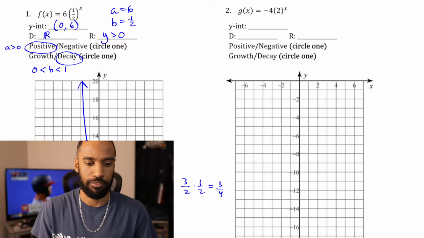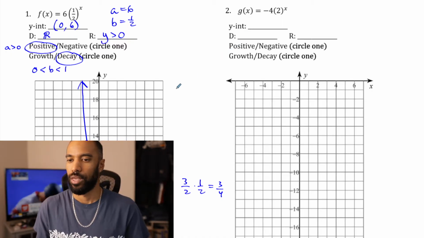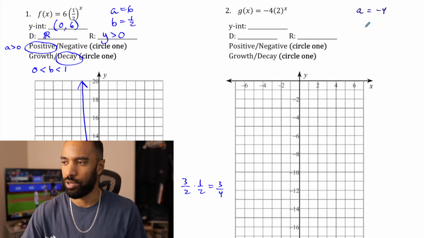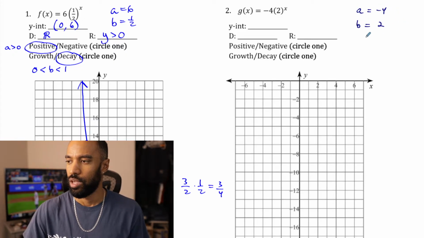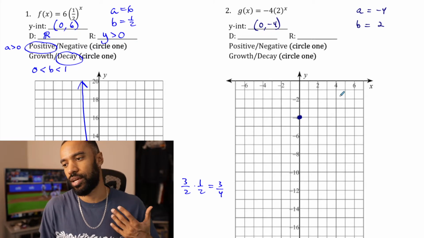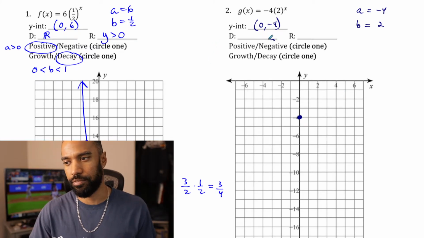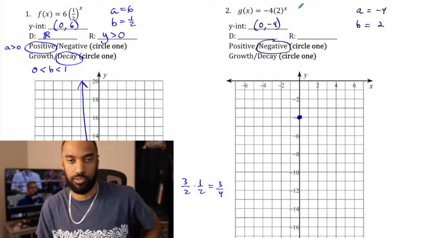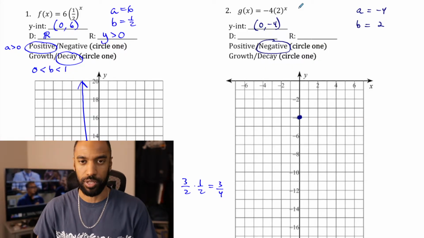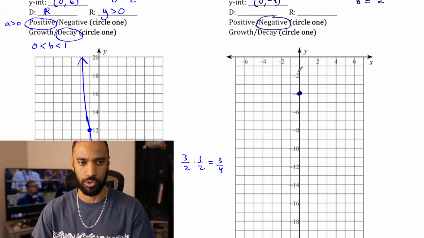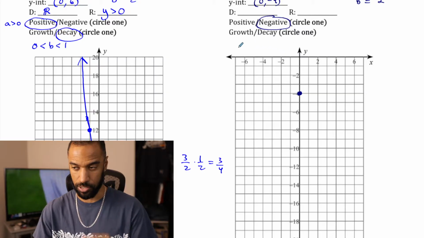All right, number 2. g of x equals -4 times 2 to the x power. So this time your a value is -4 and your b value is 2. The y-intercept is at (0, a), so (0, -4). Let's plot that point now. You notice that this will be a negative function here. It'll stay negative. We're just going to be multiplying or dividing by 2, a positive 2, and multiplying a negative by a positive will keep it negative. So we're going to stay underneath the x-axis.